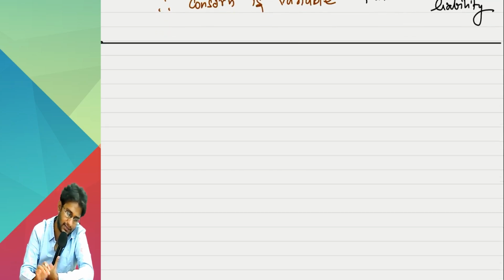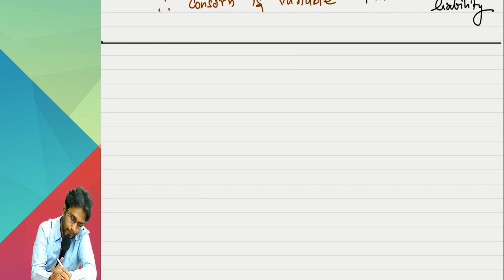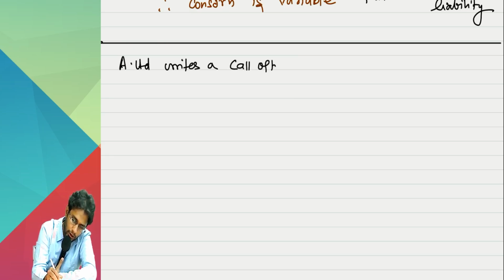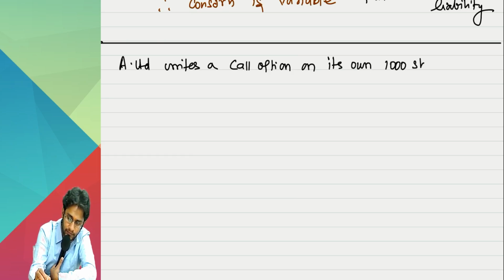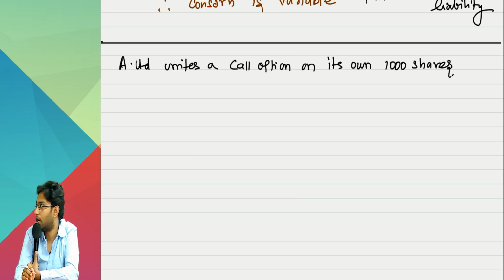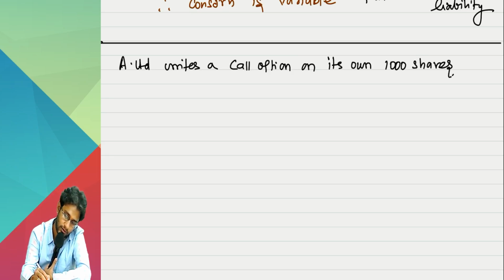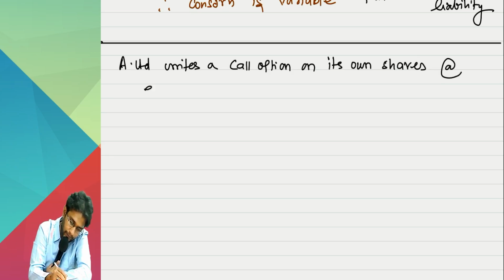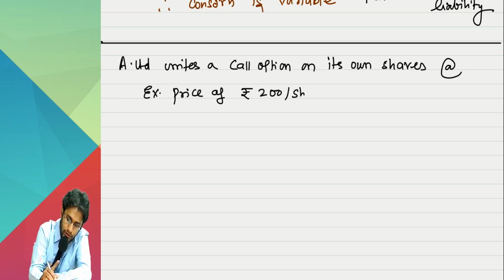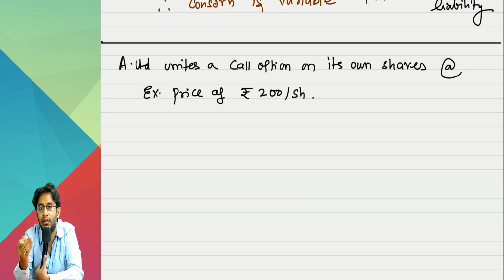Last aspect in F2F test, last example. A Limited writes a call option on its own 1000 shares at an exercise price of ₹200 per share. Exercise price is fixed and indirectly consideration is fixed. What else has to be fixed now? Number of shares to be issued also should be fixed.